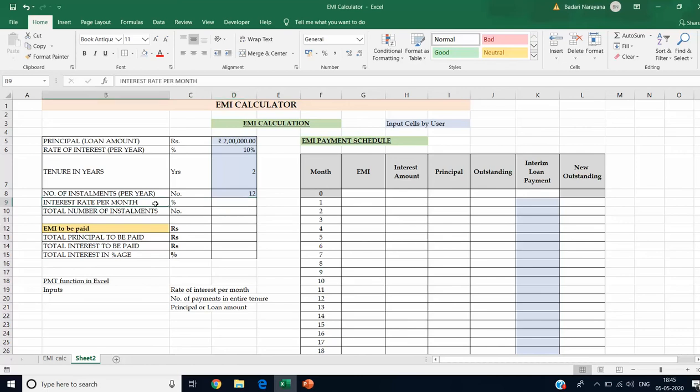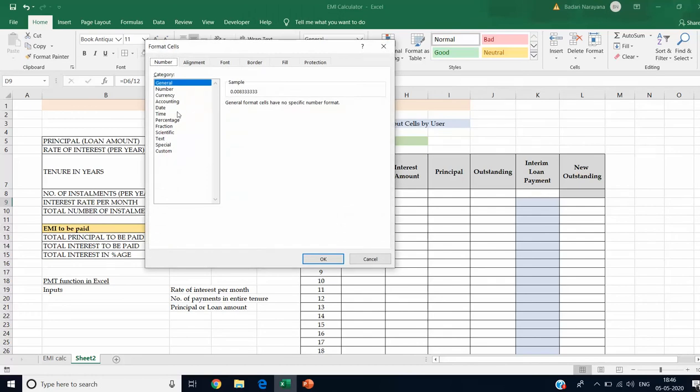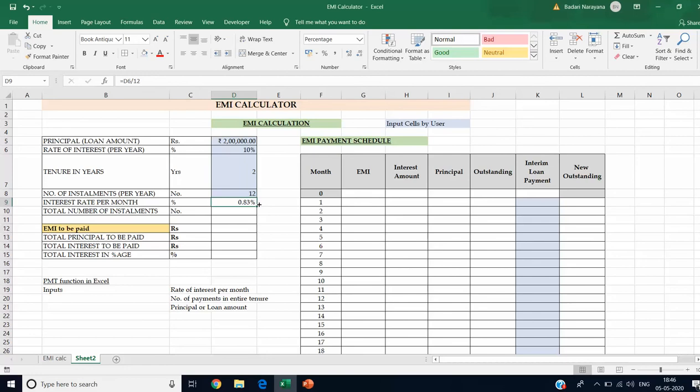So here the next one is interest rate per month. The 10% interest rate that we enter above is for year, and per month I just type equal to, I select this per annum cell, divided by 12 months, so D6 by 12. So it's going to be 0.0083. I just convert this into percentage, right click, format cells and percentage. Okay. So 0.83% per month, which becomes 10% per annum.